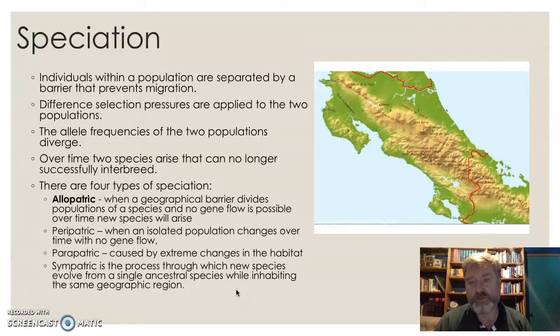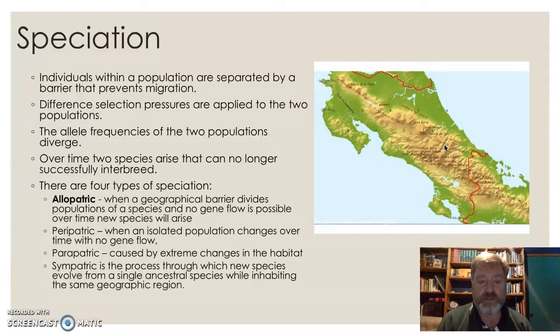So the diagram there is of a mountain range in Central America, and as that range grew, it would have divided populations of animals and plants on either side, and the environmental conditions on either side will have changed. So over time, with different selection pressures operating, the two populations change to the point that they are no longer the same species. They can't interbreed and produce fertile offspring. And so this mountain range is your classic allopatric situation. So allopatric speciation is about a geographical barrier, a big lake, ocean, river.